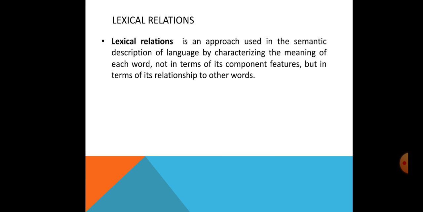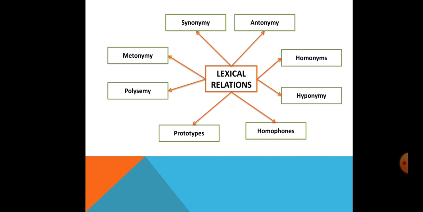And then you have lexical relation. Lexical relation is an approach used in the semantic description of language by characterizing the meaning of each word, not in terms of its component features, but in terms of its relation to other words. In lexical relation, you have many types. The first one, you have synonymy, you have antonymy, you have homonym, hyponym, homophone, prototypes, polysemy, and metonymy.